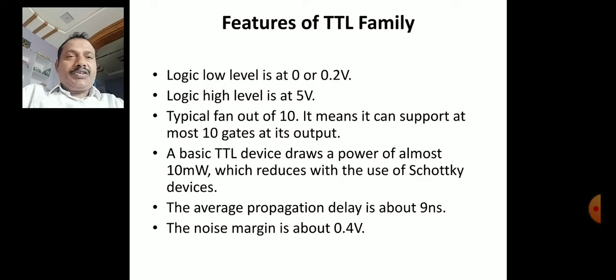So these are the features of the TTL family. Logic level: low level is from 0 to 0.2, high level is at 5 volts. Typical fan out of this gate is 10. It means it can support at most 10 gates, 10 to 12. A basic TTL device draws a power of almost 10 milliwatt, which reduces with the use of Schottky devices. The average propagation delay is about 9 nanoseconds. The noise margin is about 0.4 volts for TTL families.